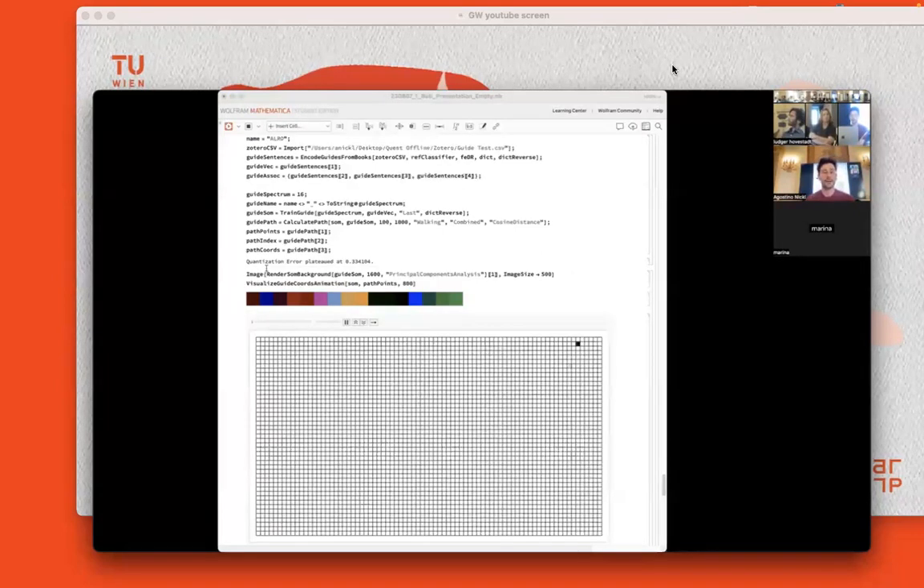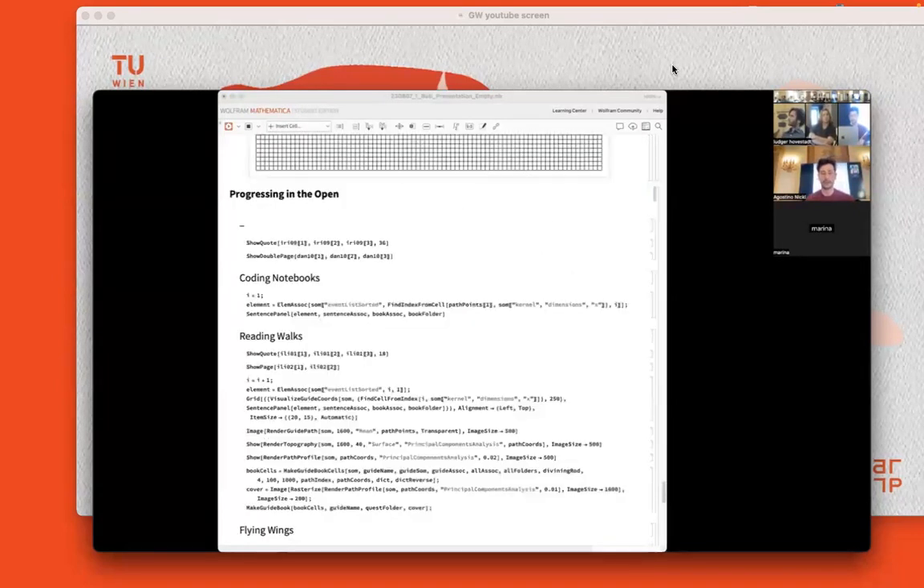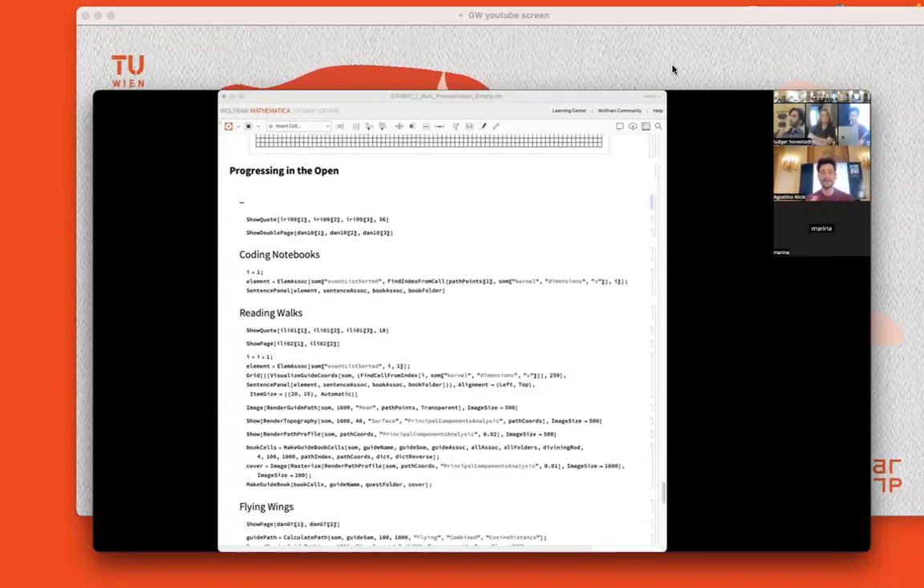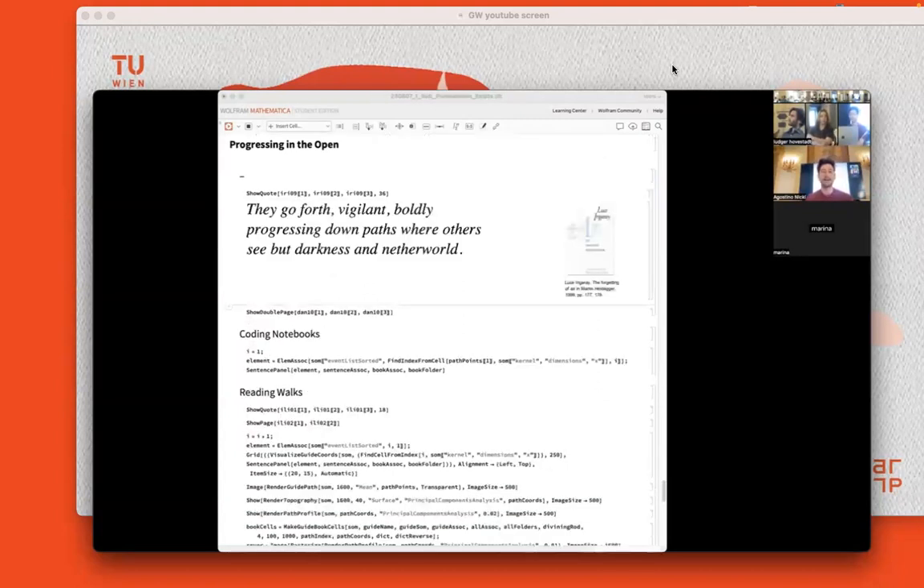So we now have covered some of the ingredients of an architectonic quest. And it's now time to go. Irregularize venturing, we call it, scope for vigilant, boldly progressing down paths where others see but darkness and never doubt. The venture, the quest presses on. It is motion, procession, going forth. But how can we proceed from one place to another in the open expanse using our topographic map?